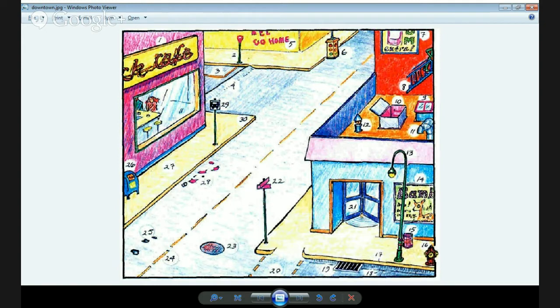So we have a special name for this. Number 23 is what we call a manhole. Why a manhole? Because a manhole is usually an iron covering at the entrance of the city sewer. So 23 is a manhole.